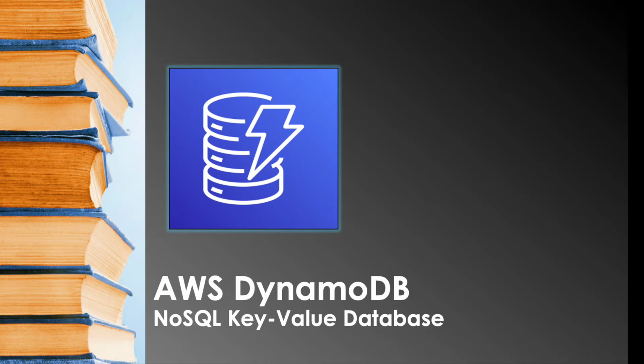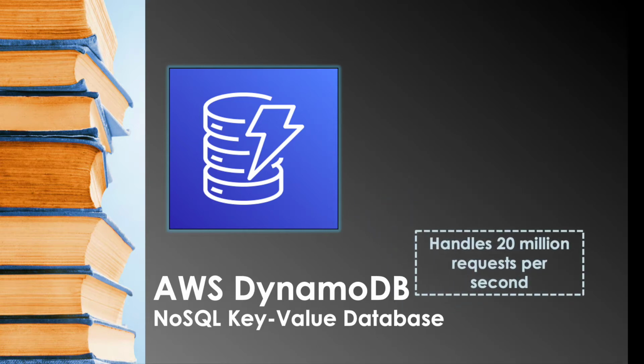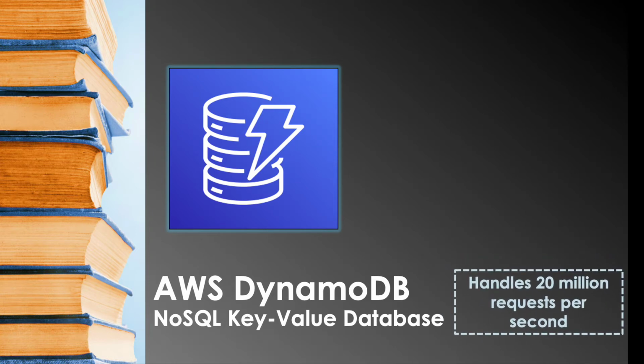AWS claims that DynamoDB can handle 20 million requests per second, which is insanely high and helps in gaming and mobile applications, internet applications, or any other applications that need to access data with very low latency.